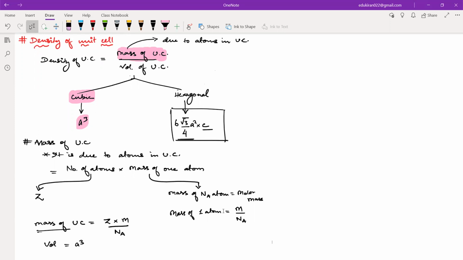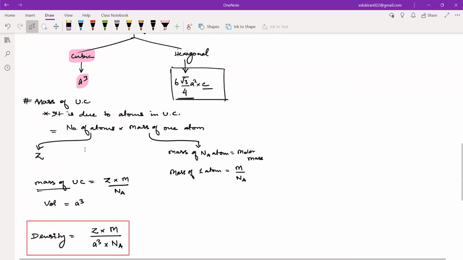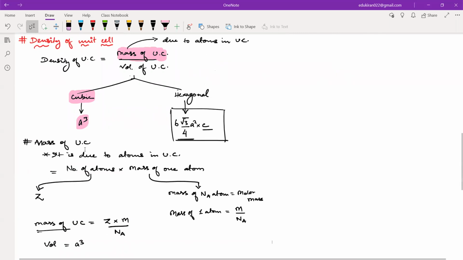Please let me know when you are done. Okay, after this whole thing, you have one more line: density is equal to Z into M upon a cube into Na. ठीक है, उसको भी लिखना है आपको, याद रखिएगा.